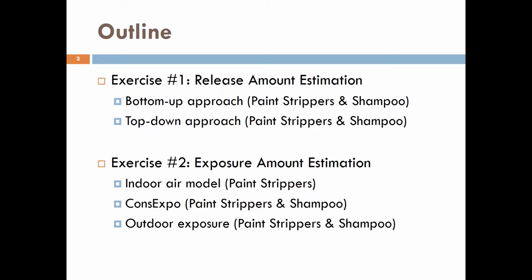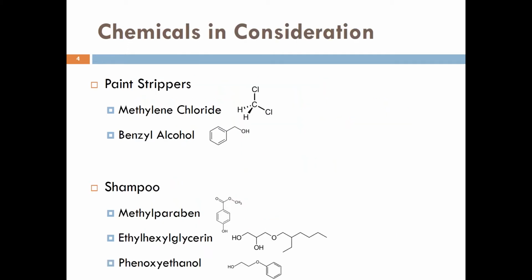And then we'll move on to the exposure amount and how you estimate that. So we'll use an indoor air and a dermal model. We use two models: indoor air for the paint strippers and dermal for the shampoo. And then we'll go to a tool that's available freely online, ConsExpo, which can help us with these calculations. It provides a lot of the exposure factors. So even though we'll show you how to get them, you can use the ones they provide for you. And then we'll take a look at our tool, where we can also do indoor, outdoor, and dermal exposure, using the click tools.